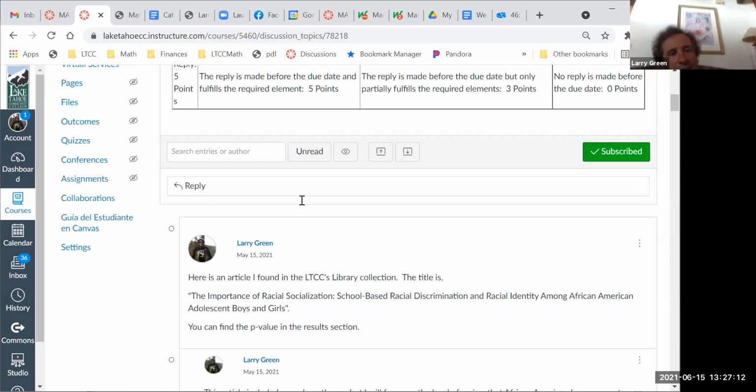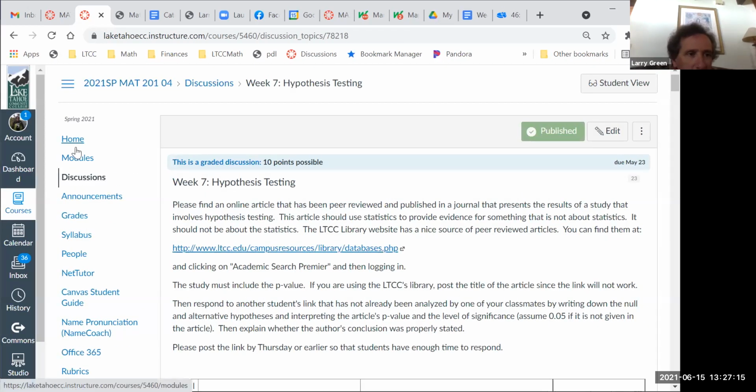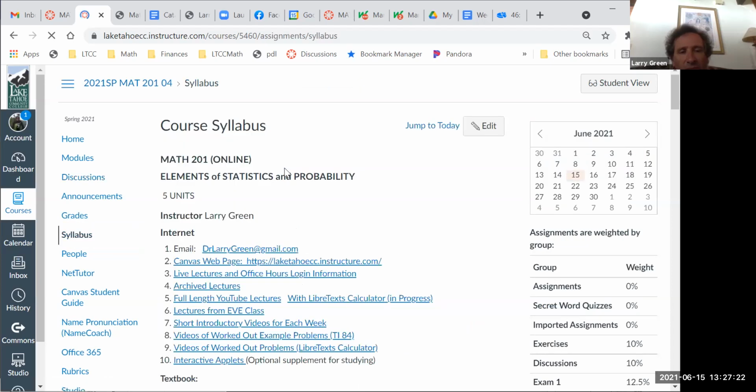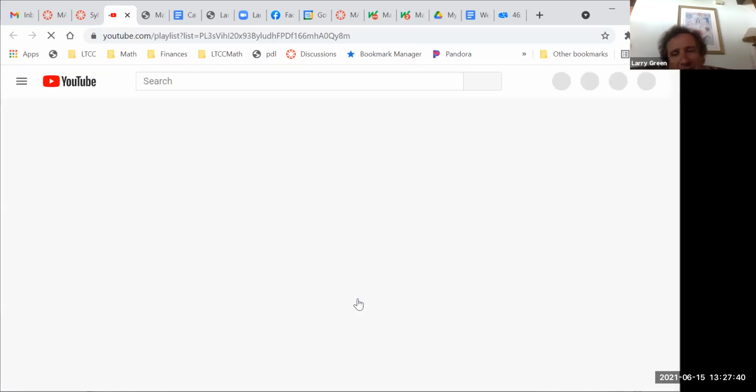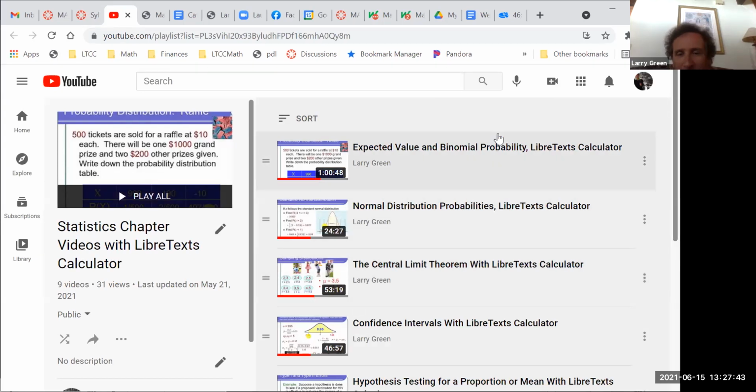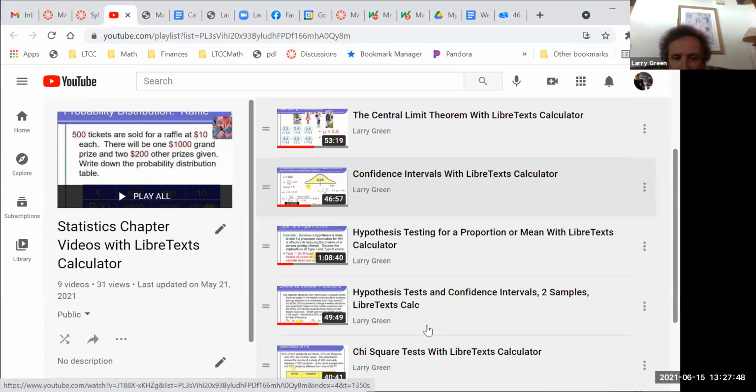Okay, and then finally, I want to remind you the last main resource is going to be videos. There's a lot of videos. For example, there's the one with the LibreText calculator. I don't have the first couple chapters in LibreText, sorry about that, but I got all the others. I got the main chapters. And you can go through and this gives you more examples.